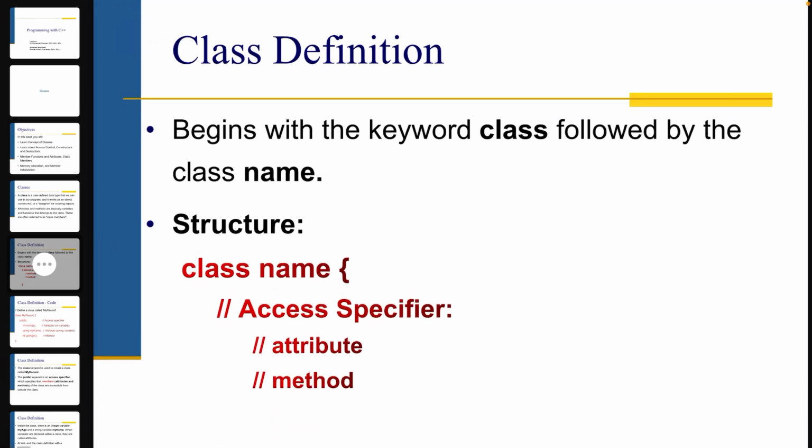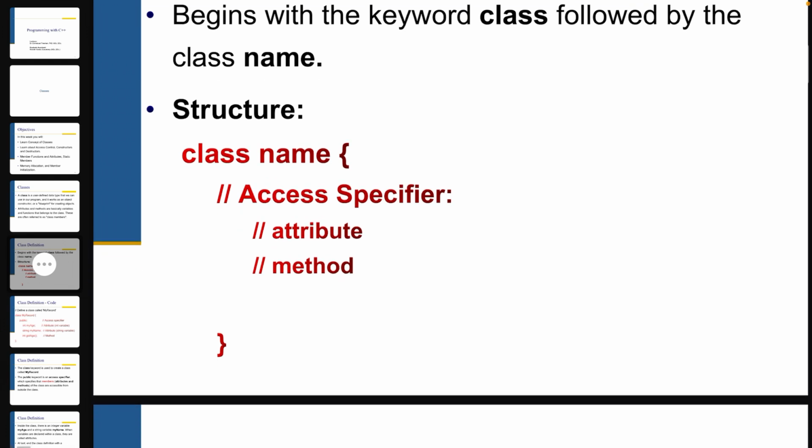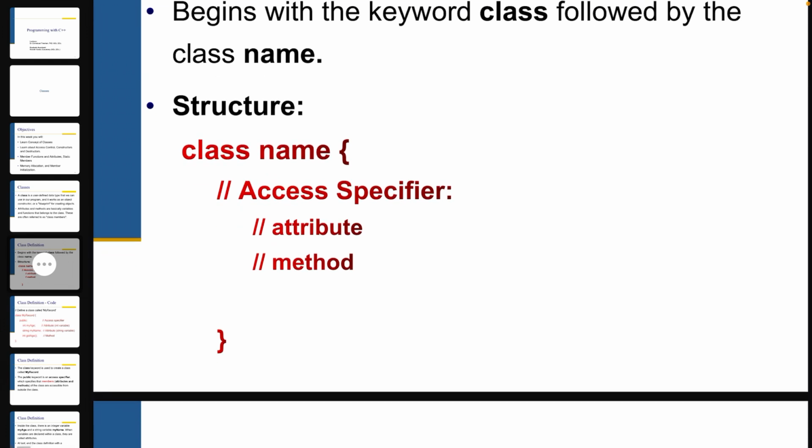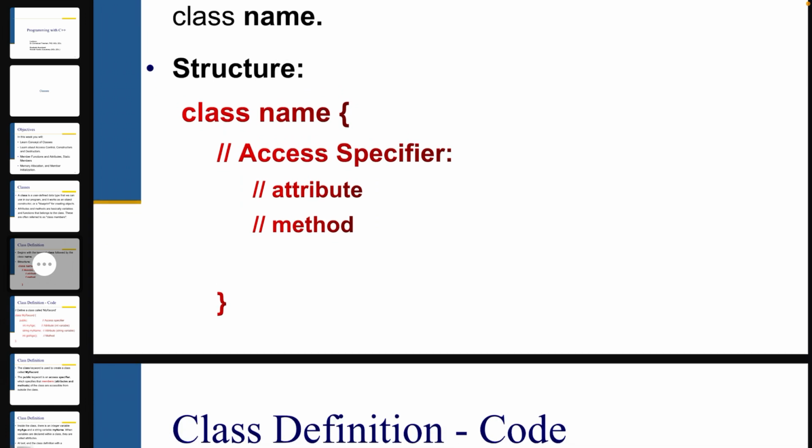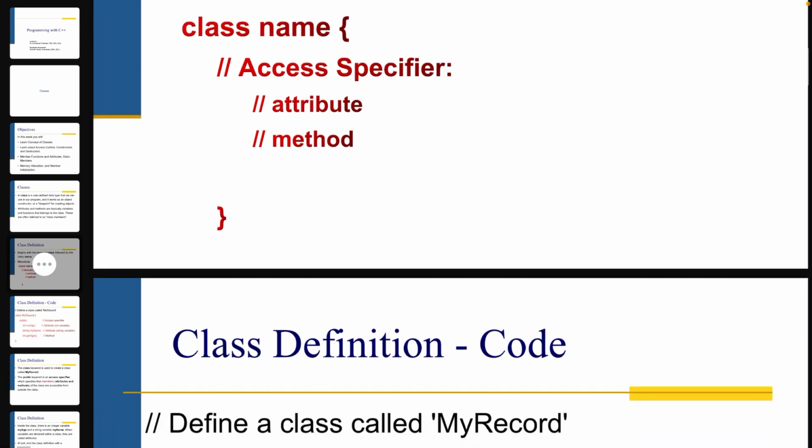So this is the class definition. You are defining a class. You start with what? The keyword class followed by the class name, and this is the structure for it. Your class name, let's say example program, and you write your attributes, your access specifier, then methods, etc.